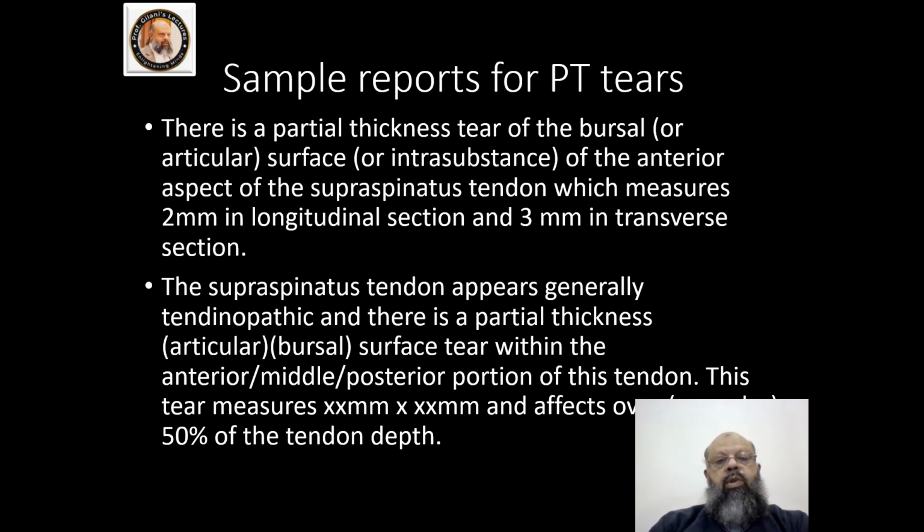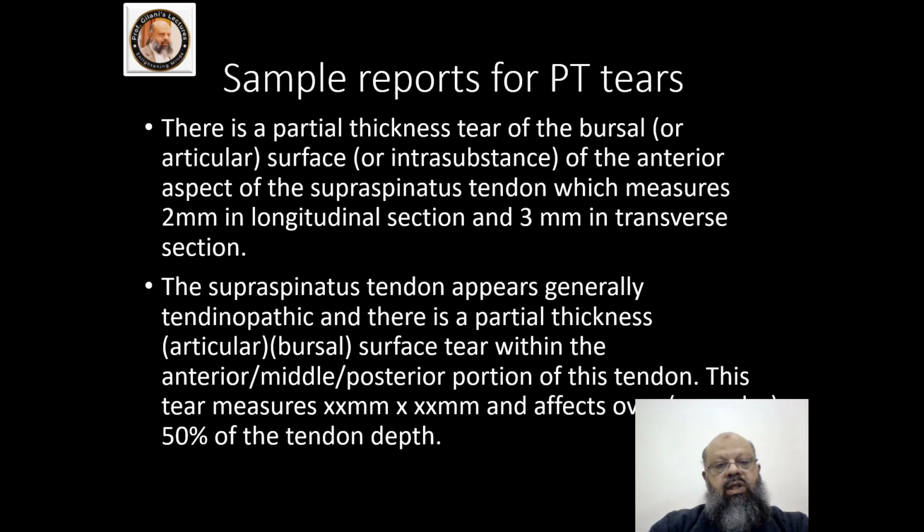Then comes the sample report for tears, which are the partial thickness tears. There is a partial thickness tear of the bursal or articular surface or intrasubstance. We need to know that there are 3 types of partial tears according to the location.